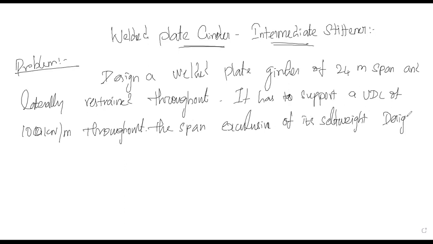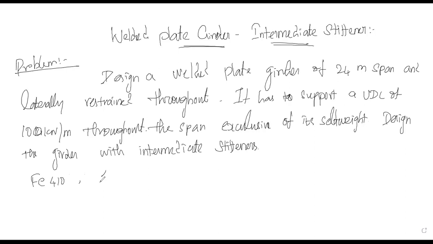Now design the girder with intermediate stiffeners. Consider Fe 410 grade of steel is used and the Fy value of steel is 250 megapascals. Design the cross section and end connections. Okay, now let us move on to the solution part.